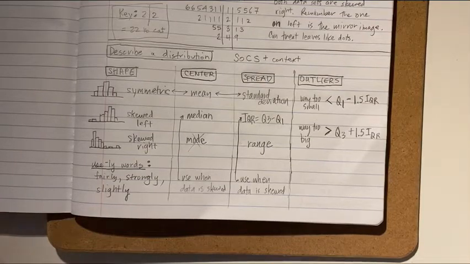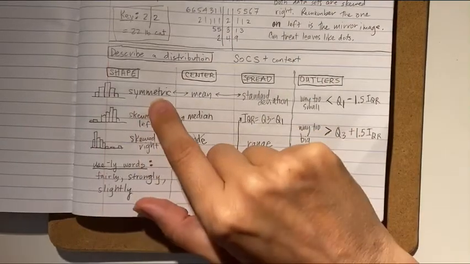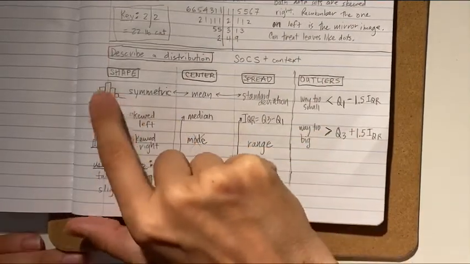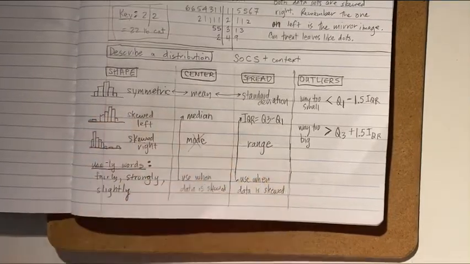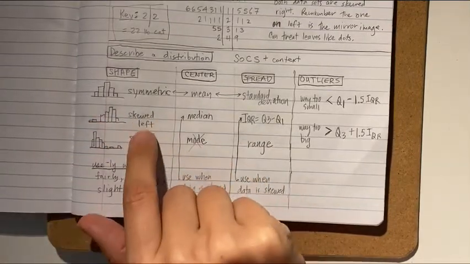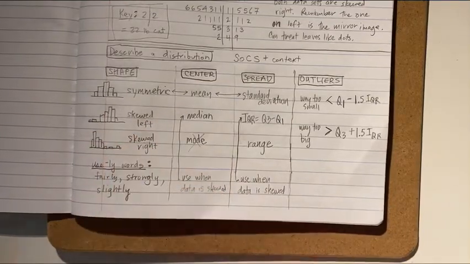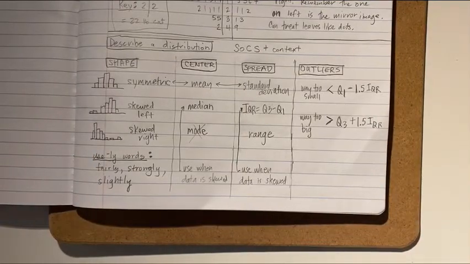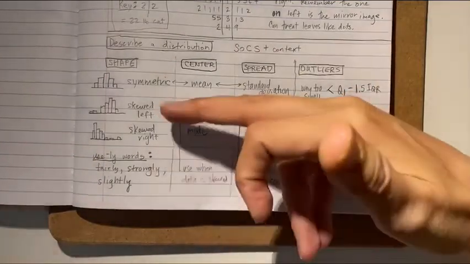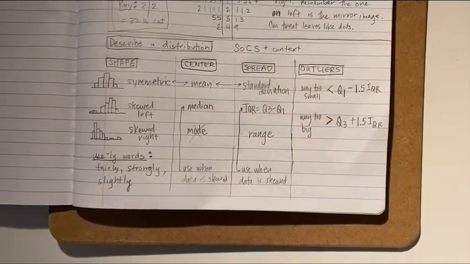Many students have trouble with, well, when I talk about shape, what words do I use? Remember, it's either symmetrical, meaning I can fold it over and it mirrors on top of itself, skewed to the right, meaning trailing off to the right, or skewed left, which trails to the left. They'll also be looking for you to use LY words, so we would say strongly skewed left or slightly skewed right. You use those words to describe how skewed it is.